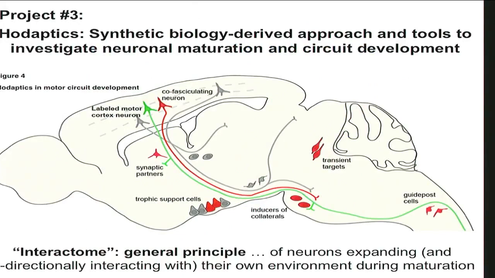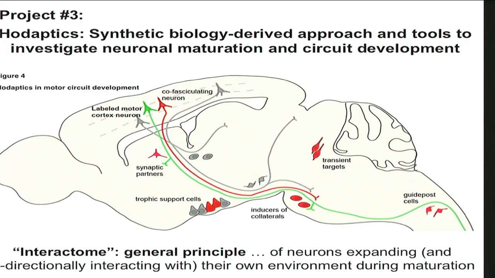So a synthetic biology device that we've developed in cells that I mentioned, we're terming Hodaptics, Hodos for path and haptine for touch, to investigate neuronal maturation and circuit development through the filter of an individual neuron or subtype of neurons, growing their axons over time, and over that time interacting with potentially transient synaptic partners, maybe co-fasciculating partners, maybe trophic support cells, maybe some inducers of collaterals, maybe some transient targets, none of which we have any idea about in the mammalian central nervous system.